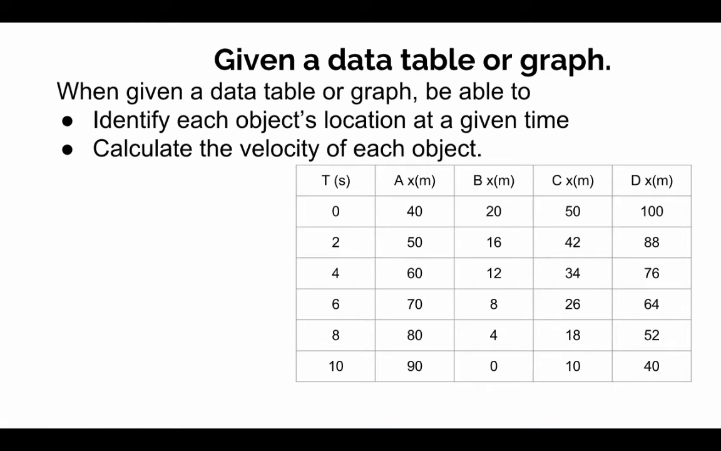So first of all, what if you're given a data table or a graph? That's what we're looking at. So these will actually have numbers in them. When given a data table or a graph, you have to be able to identify each object's location at a given time, calculate the velocity of each object, identify where the objects will meet, and essentially compare the motion of two objects. So let's get started on some examples.